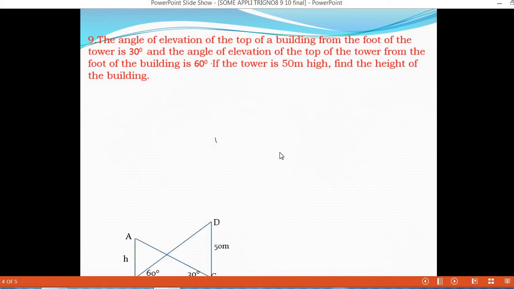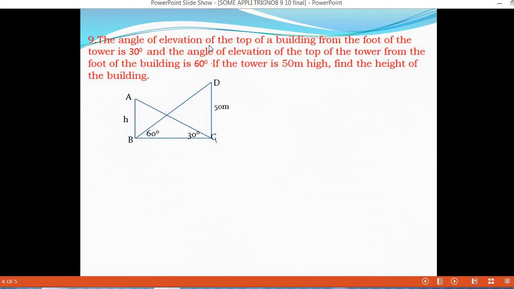The angle of elevation of the top of the building from the foot of the tower is 30 degrees, and the angle of elevation of the top of the tower from the foot of the building is 60 degrees. If the tower is 50 meter height, find the height of the building.